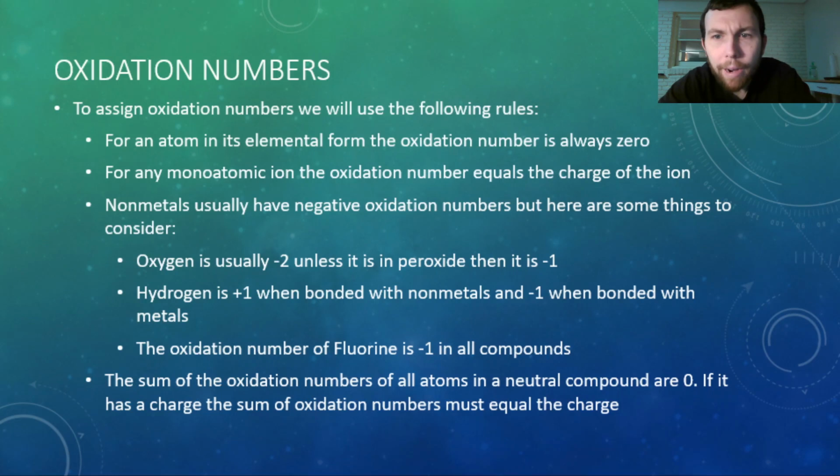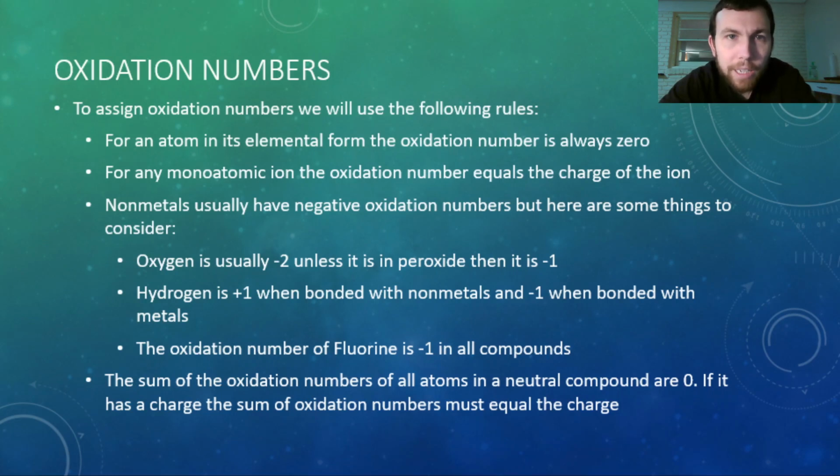Now, when you're dealing with a compound that has a neutral charge, where you look at the chemical formula and there's no positive or negative charge associated with that substance, then the sum of the oxidation numbers of all of the atoms in that compound has to add up to 0. If you've got a polyatomic ion, for example, nitrate, NO3 1-, then the sum of the oxidation numbers in that nitrate ion needs to add up to equal the charge on the ion.